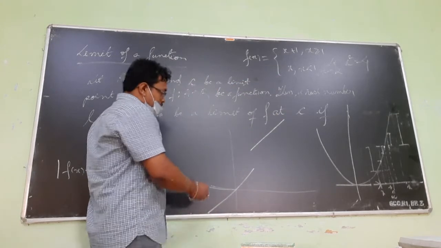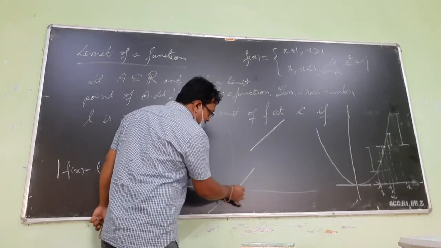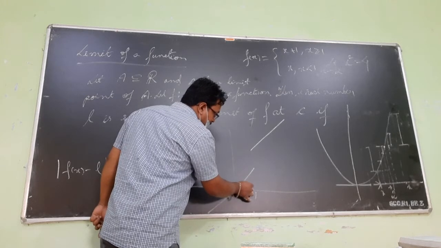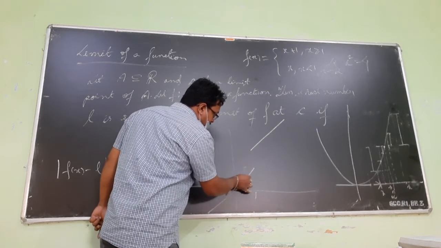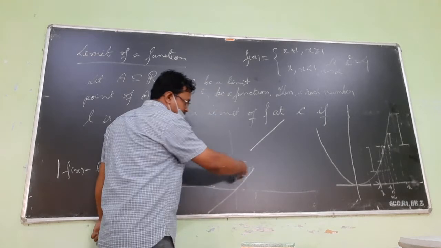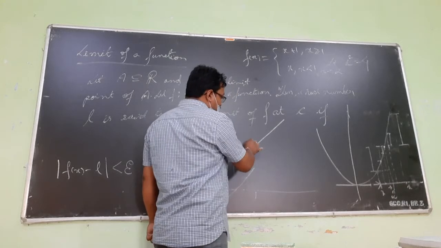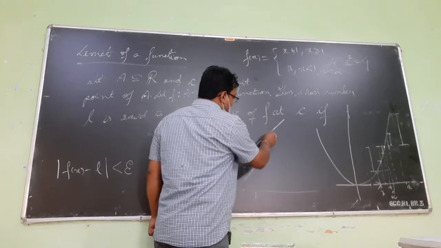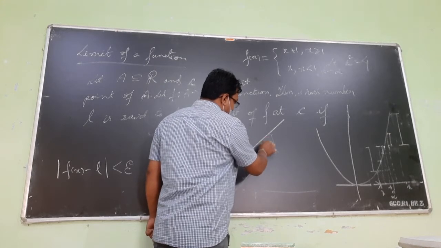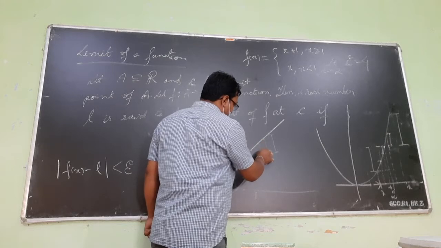So see, what is the left hand limit? Left hand limit is 1. If I approach 1 from the left side, the distance between f(x) and 1 keeps on decreasing. If the right hand limit is 2, the distance between f(x) and 2 keeps on decreasing at this point also.